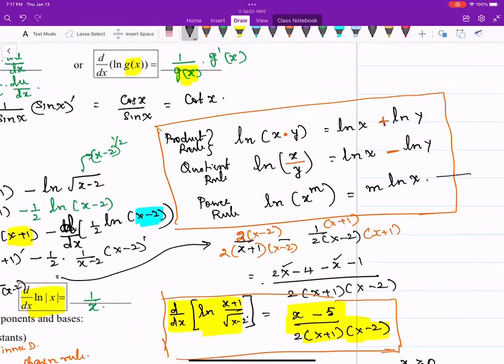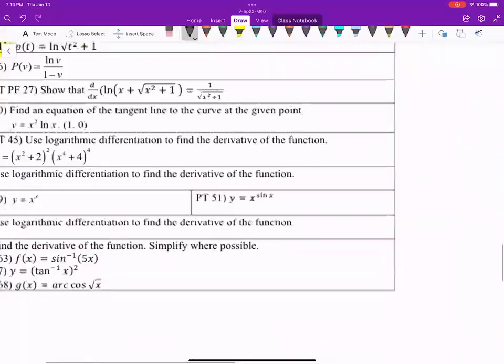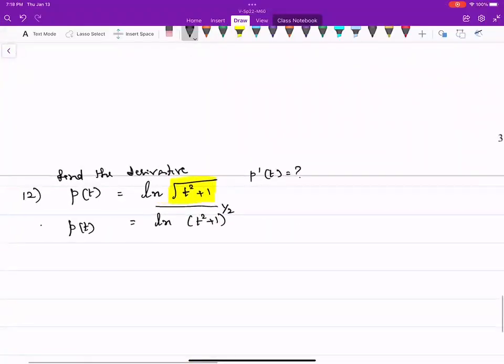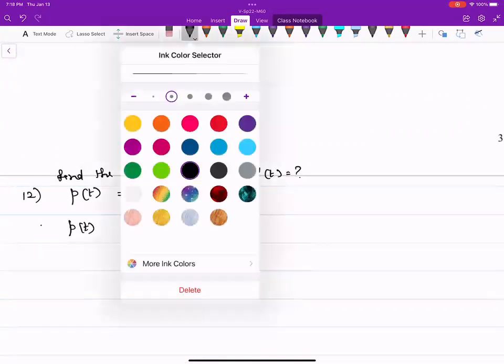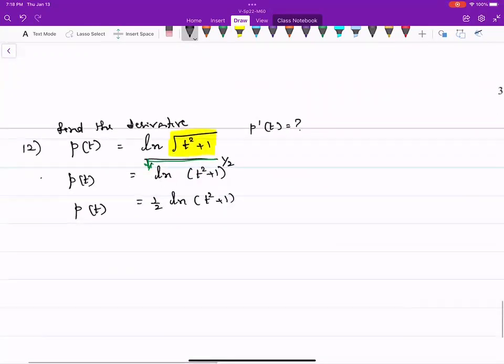So we are going to be using the third property, known as the power rule of ln, in this problem. I'm going to write that as a power, which means ln of (t squared plus 1) to the power 1 half. Then you can move this 1 half in front of ln. So you can write that as 1 half of ln of t squared plus 1. That is p of t. Don't do the derivative yet. Now you are just doing the algebra part.